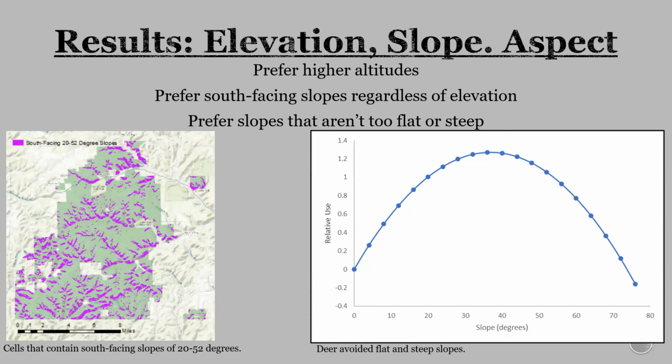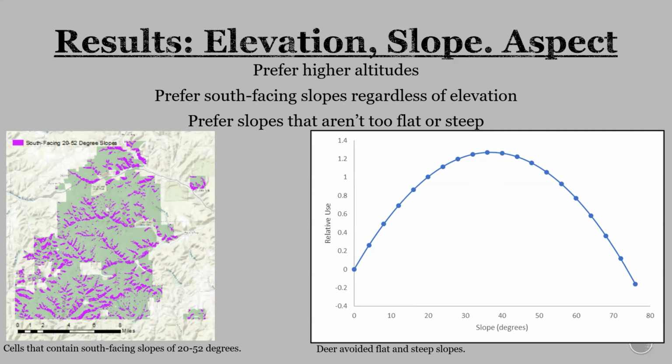So our results from the spatial and statistical analysis, we found that they prefer higher altitudes, south-facing slopes, regardless of the elevation, and then slopes that aren't too flat or too steep. So if you look at this grid, you can see that once the degree of slope exceeded or was under a certain degree, so if it was too flat or too steep, deer actually avoided them. What we found was the perfect spot for them was on slopes of about 20 to 52 degrees.